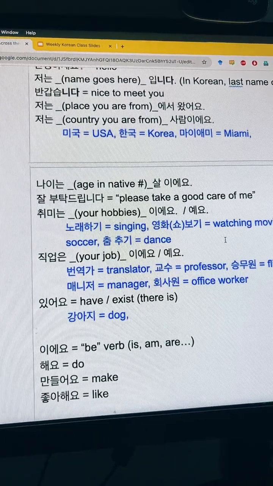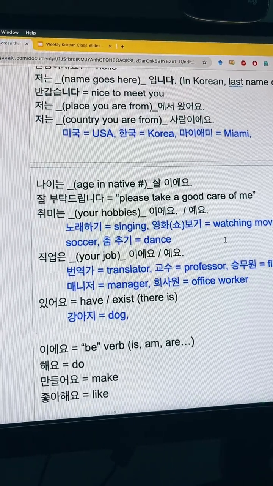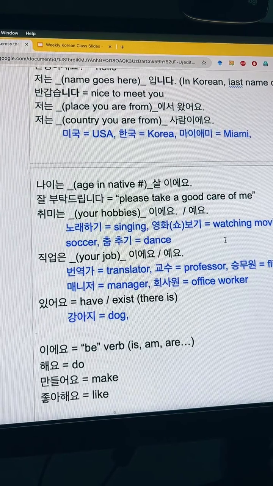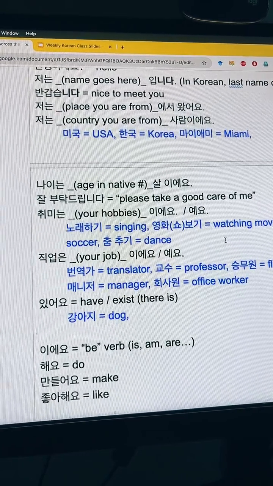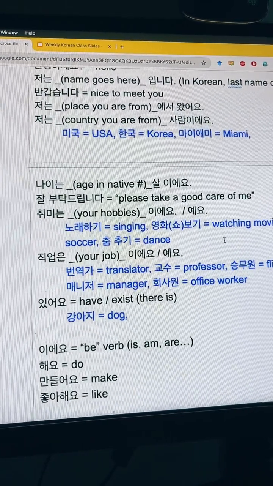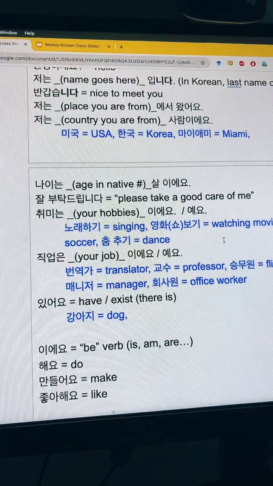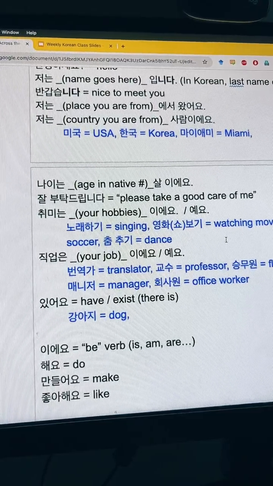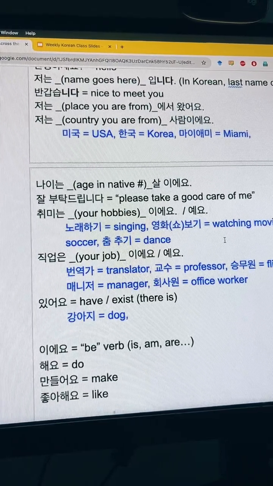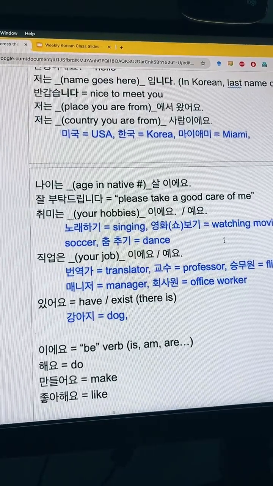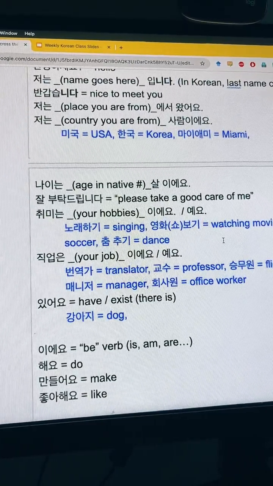Well, what time is it in Korea right now? Isn't it like 1 p.m. or something? Oh. Yes, I'm just looking through all your chats. Okay.